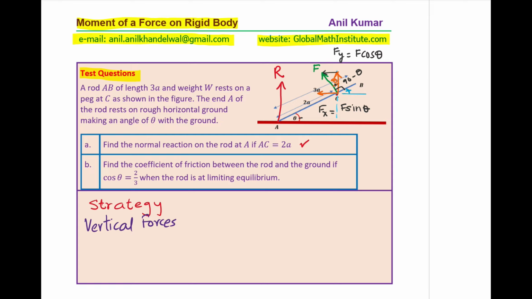Now the third force which is acting on this is the weight itself. Since it is a uniform rod AB, we'll assume the weight acts midway along the whole length 3A. That is 1.5A, correct? So let me just draw the weight here, like this. That is the weight which is acting, and this will be at a place which is half of 3A, which is 1.5A, right?